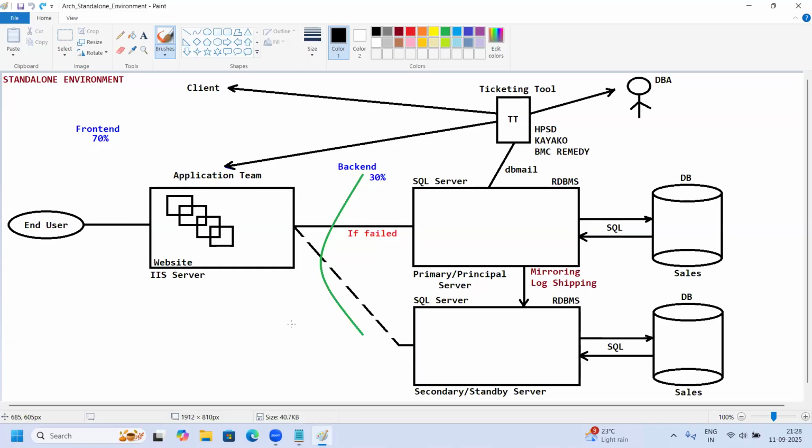Regarding the failure, database mail information will be sent to the DBA, client, and application team. And in that process, you are even going to mention about the failure: was it a critical issue, or an intermediate issue, or a very small issue? So if it is critical, you have to react instantly.